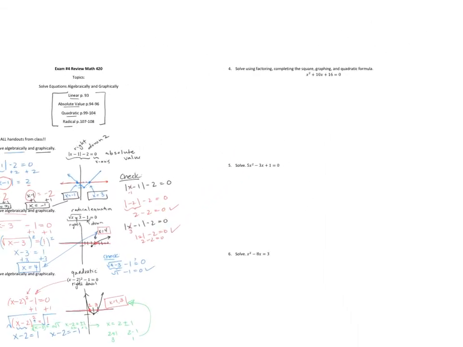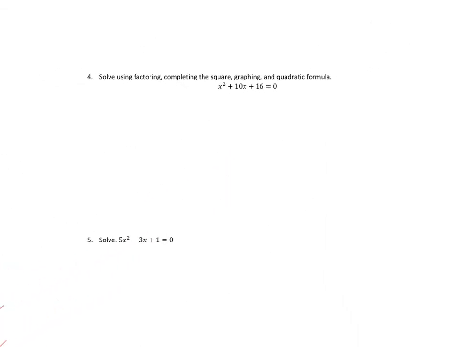Alrighty, looking at number 4, it wants us to solve using lots of different methods. So let's do the factoring method first. To factor, it has to be set equal to 0, which it is already. And then we want to try and rewrite it as a product. So this is really nice because it's x squared, so we know it's x and x. Now we need numbers that will multiply to 16 and add to 10. Well, that would be 8 and 2.